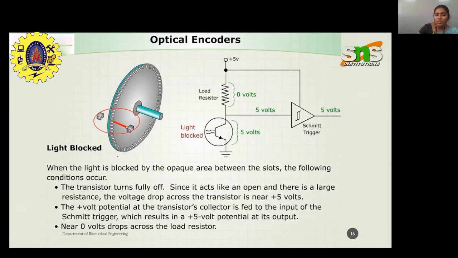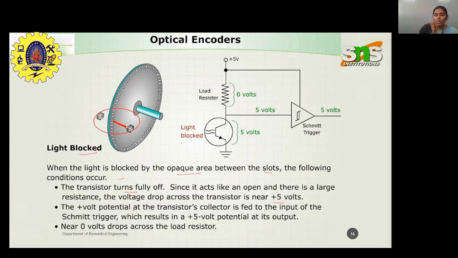Next, the second condition is if the light is blocked. This is the condition when the light is blocked by the opaque area between the slots. In this case, the transistor turns fully off because no light reaches it, so the transistor is not activated and becomes off. Since it acts like an open circuit, there will be a large resistance. So the voltage drop across the transistor will be near 5 volt, which is equal to the power source.